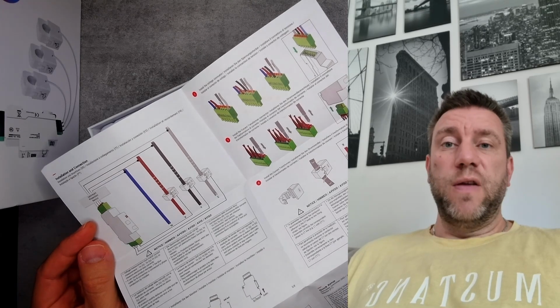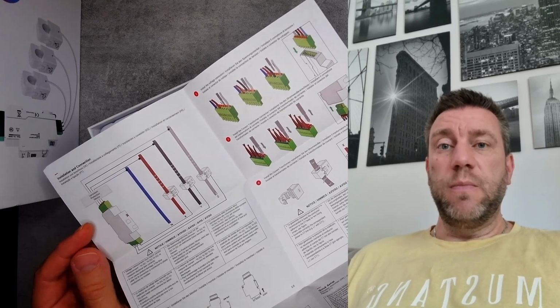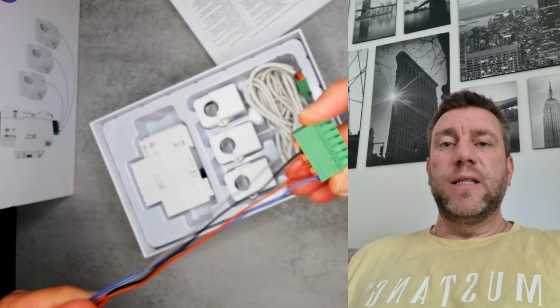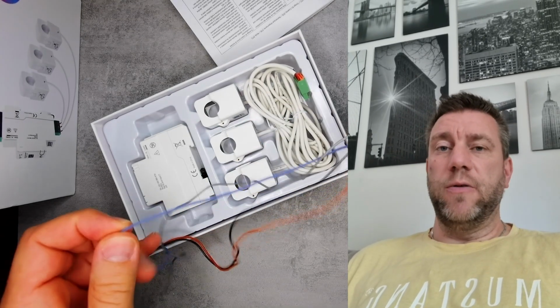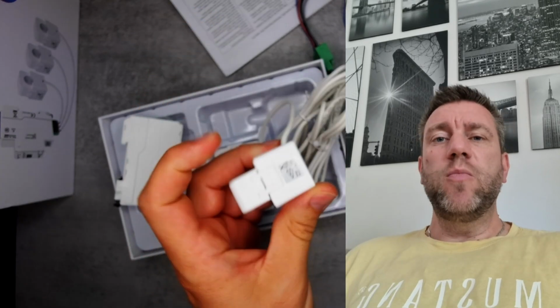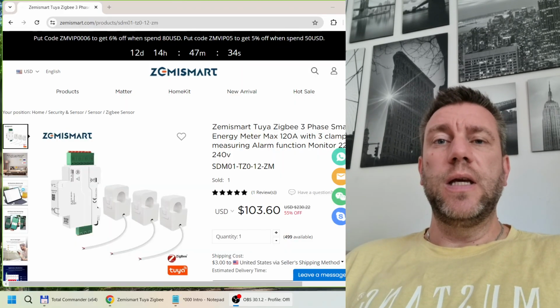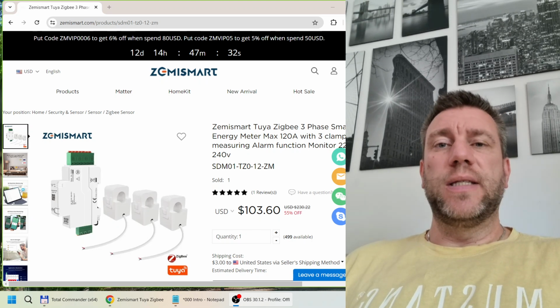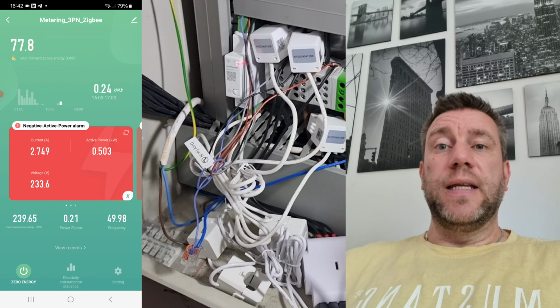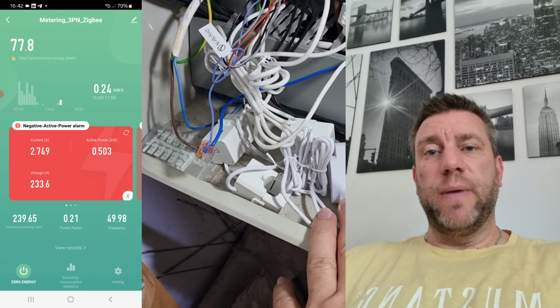So it is a three-phase energy meter and it uses Zigbee, but there is also a Wi-Fi version available if you prefer that one. It is primarily designed for Tuya, but I also tested it with Zigbee to MQTT and it's working just fine. At the moment, it costs about $103, which I think is typical for these types of three-phase energy meters. The thing I like about it is that it has bidirectional measurement.